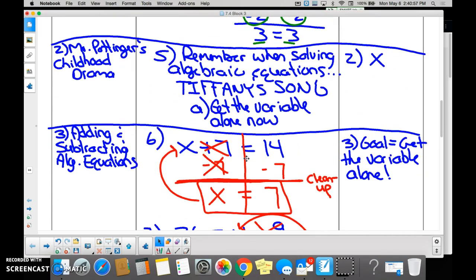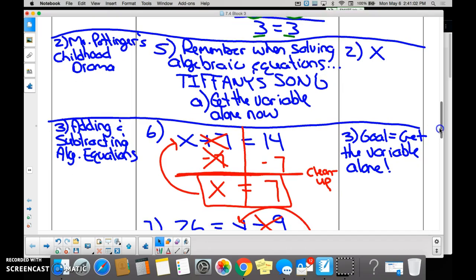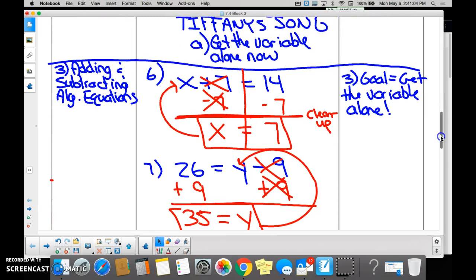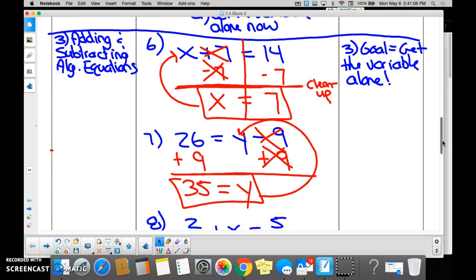So if Tiffany says get the variable alone now, right? Yep. So on problem number 6, we have x plus 7 equals 14 in blue. Does everybody see that? How do we get the variable alone? Minus 7. Subtract 7 from both sides, Suleiman, right? Suleiman, eyes up here. And what did I do when I subtracted 7 from both sides?